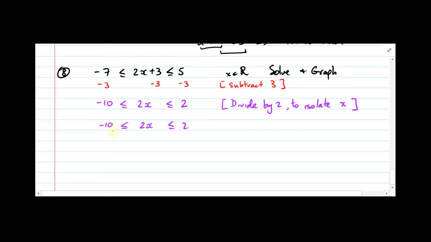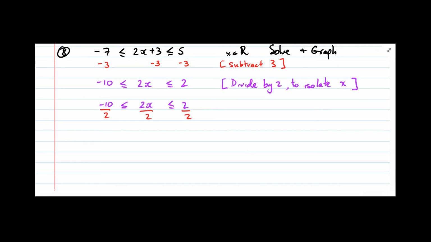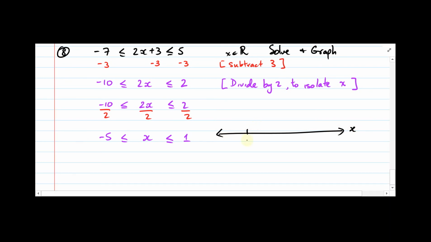No big deal, I'm dividing by 2. If I'm dividing by 2, nothing happens to these inequality signs. It's a positive number, so we end up just with negative 5 is less than or equal to x, which is less than or equal to 1. If I should graph this on a number line, the key points are the boundaries, which are, say, negative 5 would be somewhere there, 0 would be here, 1.